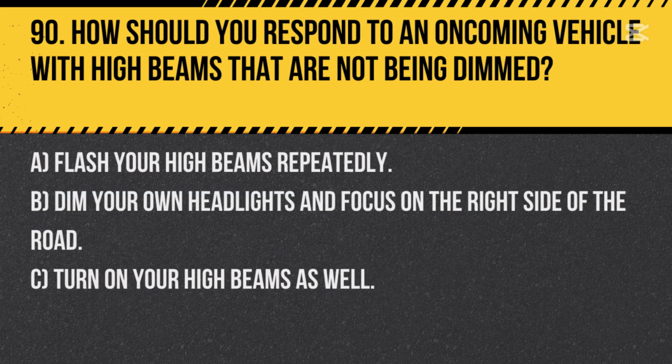Question 90. How should you respond to an oncoming vehicle with high beams that are not being dimmed? A. Flash your high beams repeatedly. B. Dim your own headlights and focus on the right side of the road. C. Turn on your high beams as well.